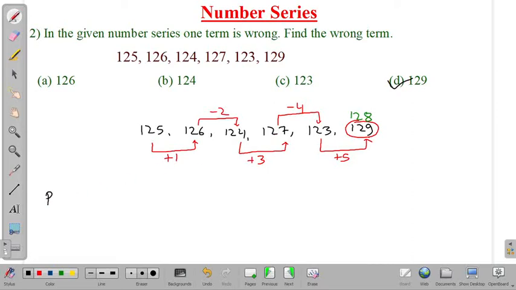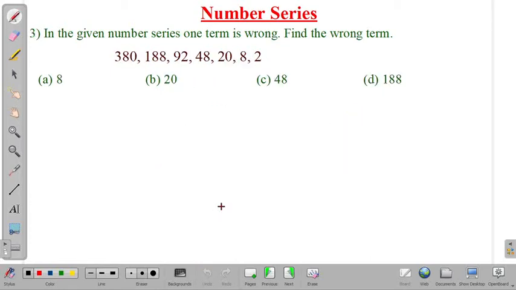So what is the pattern here? The correct pattern is +1, -2, +3, -4, +5. Okay, so this is the correct pattern and the wrong term is 129. We will discuss the next problem.